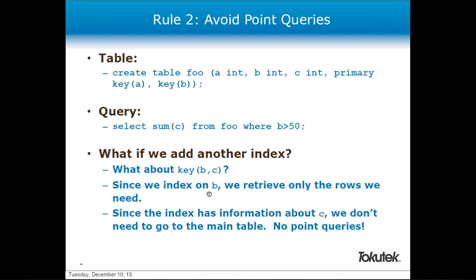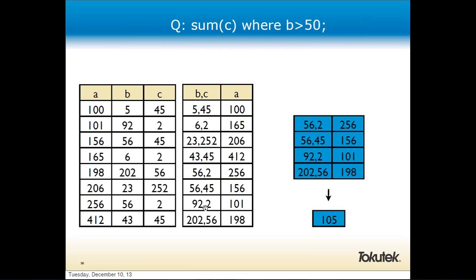Well, since we have an index on B, we're only going to retrieve the rows we need, so that's satisfying the first rule. But since the index already has the information about C, we don't need to go to the main table to satisfy the query. We could just take the information we got in the scan. So we have no point queries. You just read these here. You got your value of C straddling along here, so you just add these up, boom, and you get it. This main table is not touched at all. And that is really, really fast.